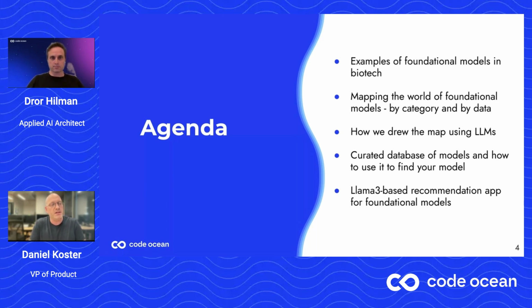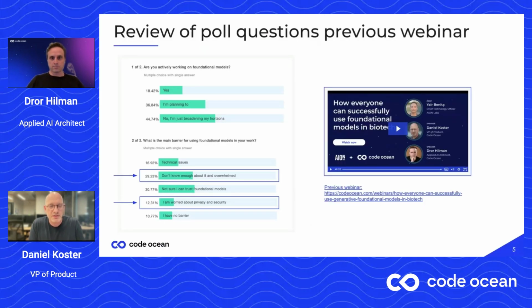So this is basically the second webinar we're having on this LLM foundational model topic. The first one was really about single cell GPT, was last month. And we showed you how to use single cell GPT to understand the predictions of gene perturbations. And during that webinar, we asked several poll questions. The second one I wanted to show you today is: what is the main barrier for using foundational models in your work? That's what we asked last time.